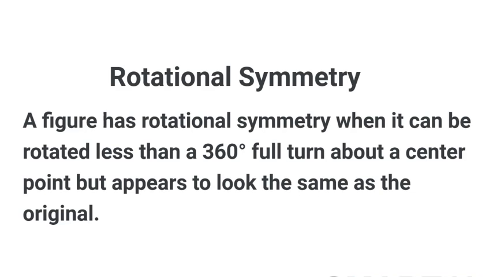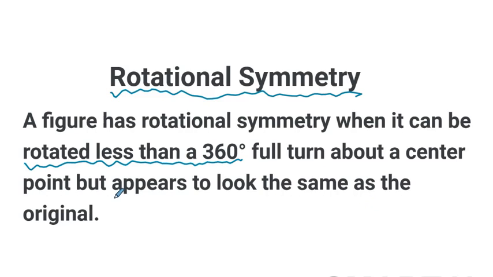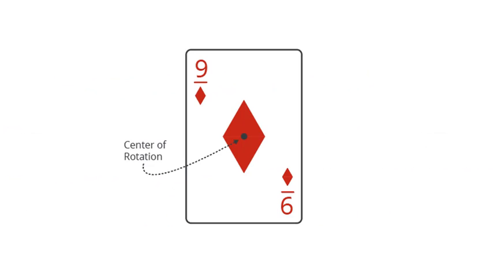Now remember, a figure has rotational symmetry when it can be rotated less than a 360 degree full turn about a center point, but it appears to look the same as the original. Okay, so these are the things to keep note of. Rotational symmetry happens when a figure is rotated less than 360, but it appears to look the same as the original. So we've got two figures that we're going to look at in this video.